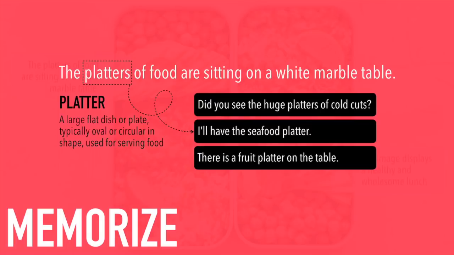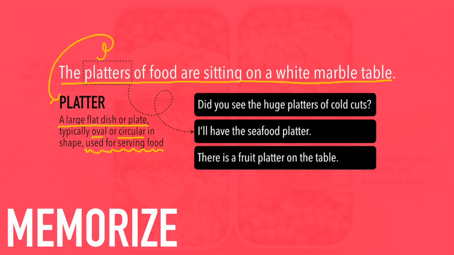Now, again, our sentence was, the platters of food are sitting on a white marble table. So platter just means a large flat dish or plate, typically oval or circular in shape, used for serving food. Now, an oval looks like this, okay? This is an oval. And of course, as you know, a circle looks like this. Now, in our example, the platters were like this in a rectangle. So, they don't always have to be an oval or a circle. They can also be a rectangle, okay?